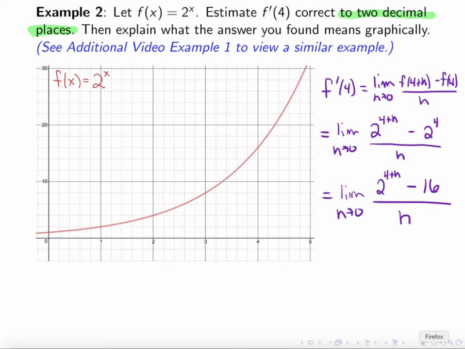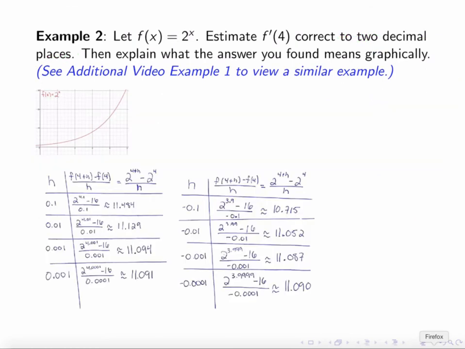So my next step is to stick values of h that are approaching 0 into the function, make a table of outputs, and see what that slope, what that f prime of 4, is leveling out to as the h's get closer and closer to 0. In your notes, to help you from copying all this down from the board, I had already included a table for these values of h that get closer and closer to 0.